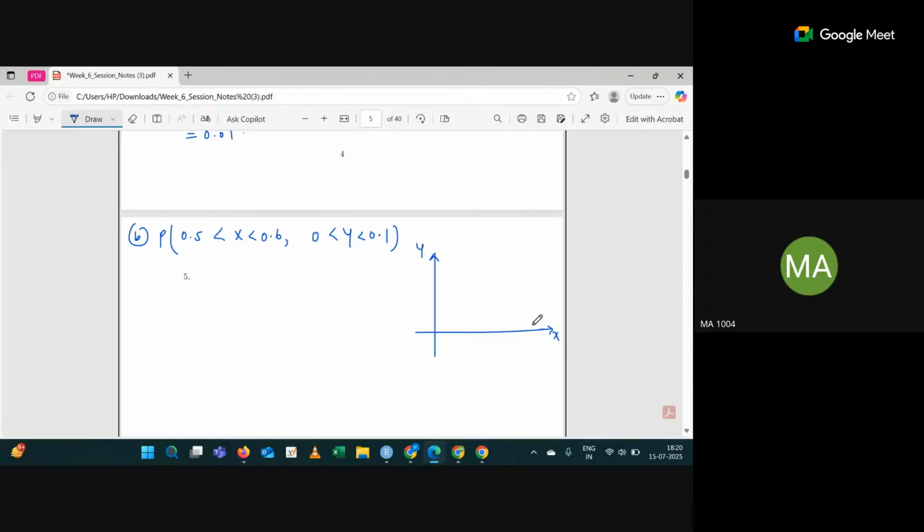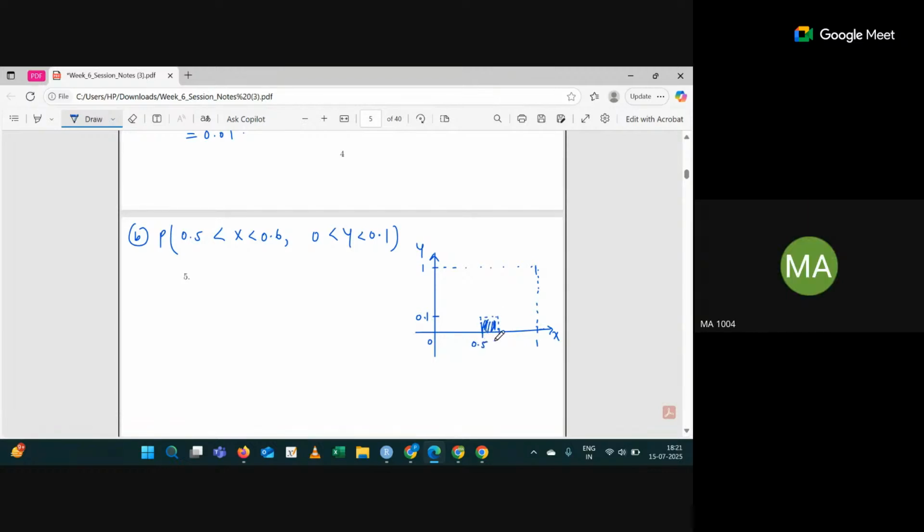So what I'm trying to give you is an idea of how to solve this in 2D. First of all, this is my total support of x and support of y. Now I'm interested in x from 0.5 to 0.6. Suppose 0.5 is somewhere here and 0.6 is somewhere here, and y is 0 to 0.1. So suppose this is 0.1. This is the area in which we are interested.